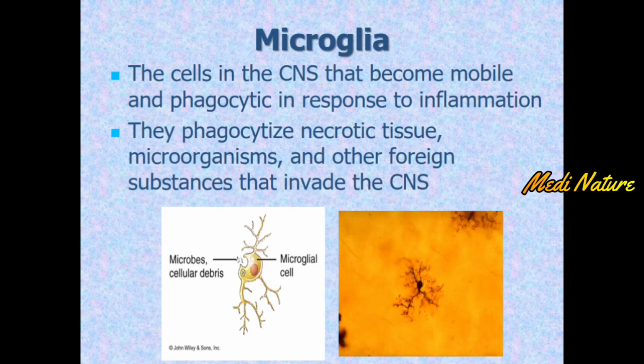Some cells of the central nervous system become mobile and phagocytic in response to inflammation. They phagocytose necrotic cells, microorganisms, and other foreign substances that invade the central nervous system. So these types of cells are called microglia. You can see a real picture of microglia in the picture on the right hand side.